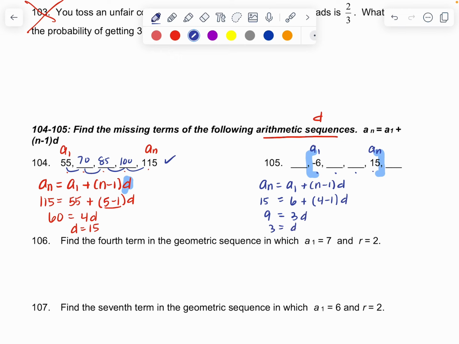So the common difference here, did I do that right? I feel like I did something wrong. Oh, I see what I did wrong. A sub 1 is not 6, it's -6. So let's try that again. I looked at it, and I'm like, this is not going to work.